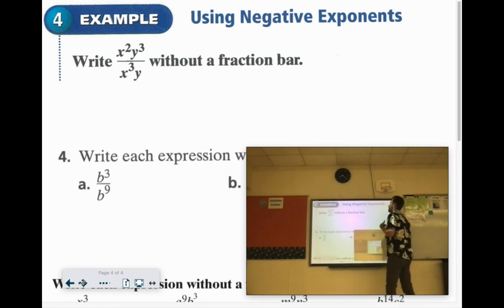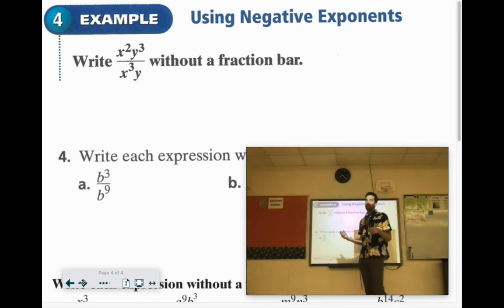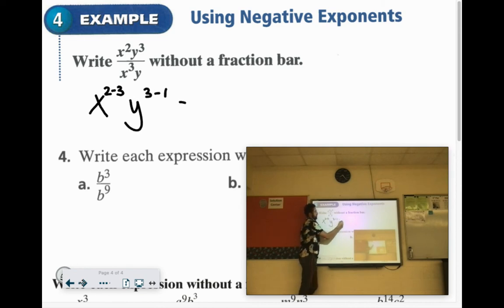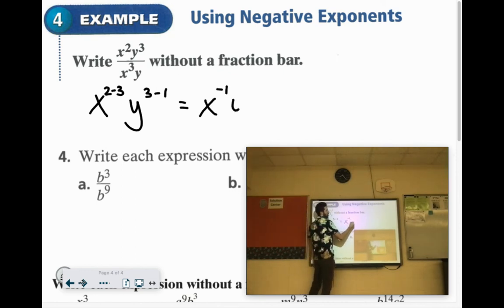Last type of example, write this without a fraction bar. I'm not a huge fan of these kinds of problems. I would just rather say, simplify everything. But here's what they want you to do. They're saying for x, subtract the exponents, 2 minus 3. And then for the y, subtract the exponents, 3 minus 1. So 2 minus 3 for the x would be negative 1. 3 minus 1 for the y's would be 2. This is the answer they want.